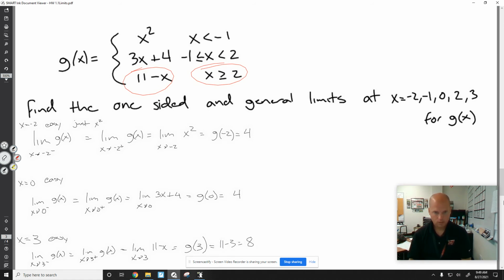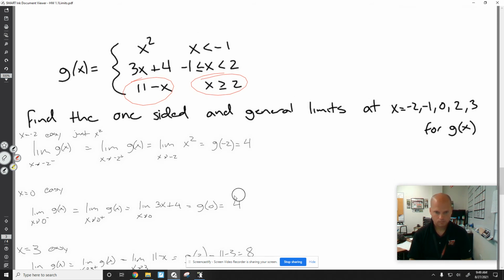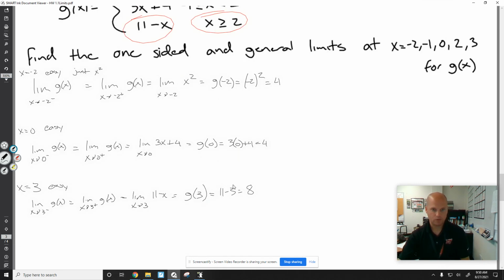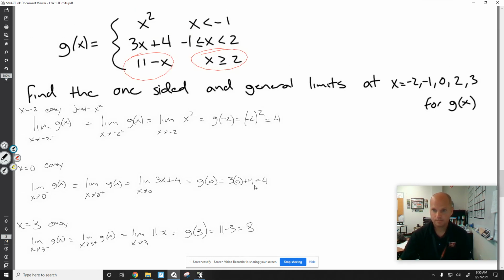Here, I would plug in 0 into 3x plus 4. And here, I'd plug in negative 2 into x squared. Okay? Used a lot of space for those 3, but it's necessary.